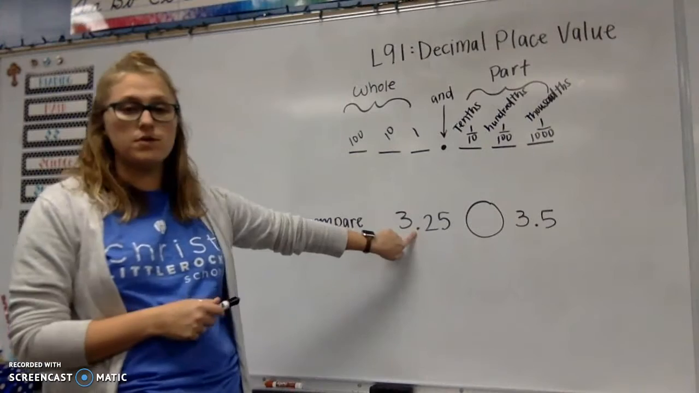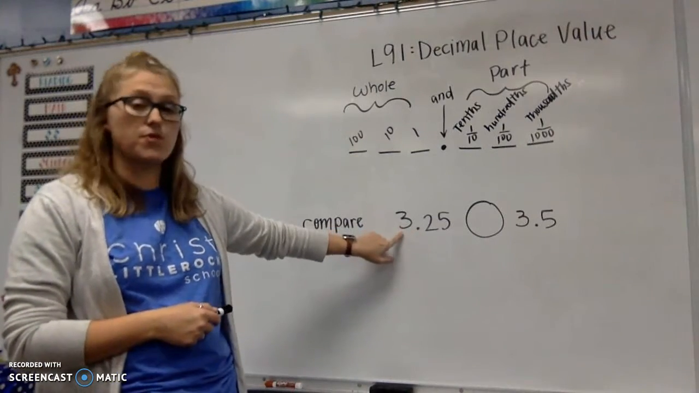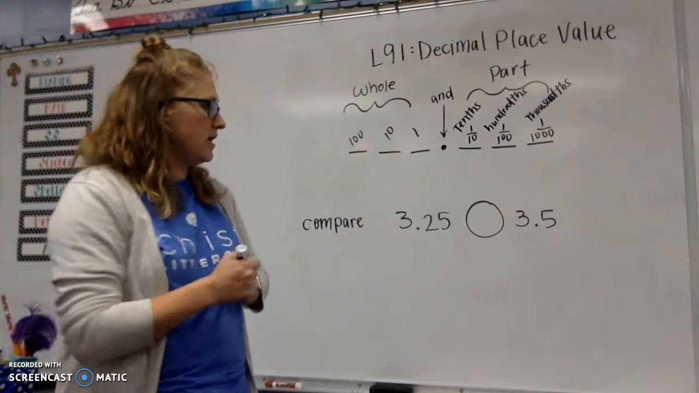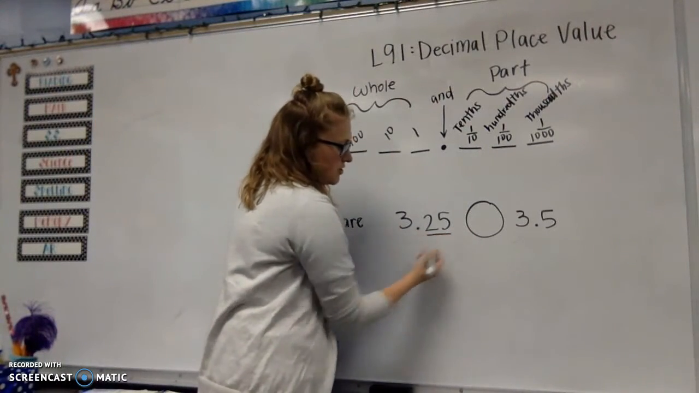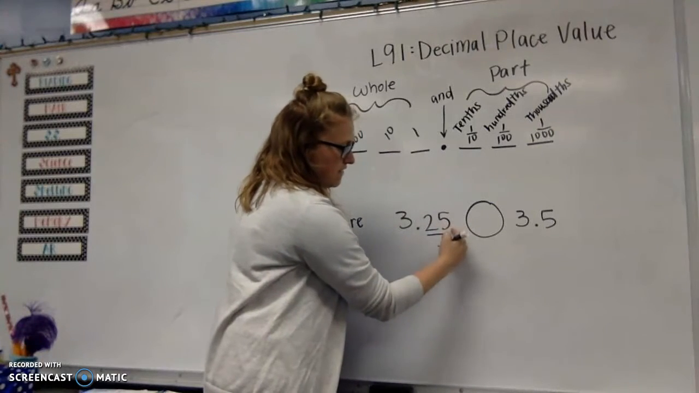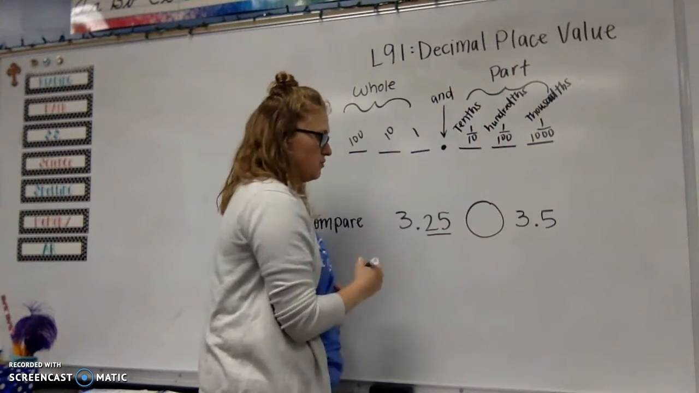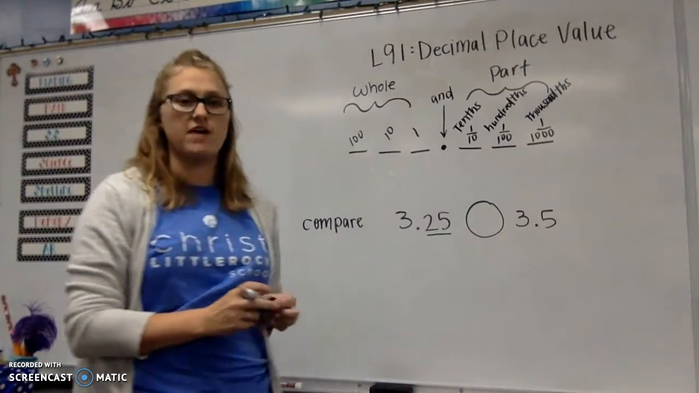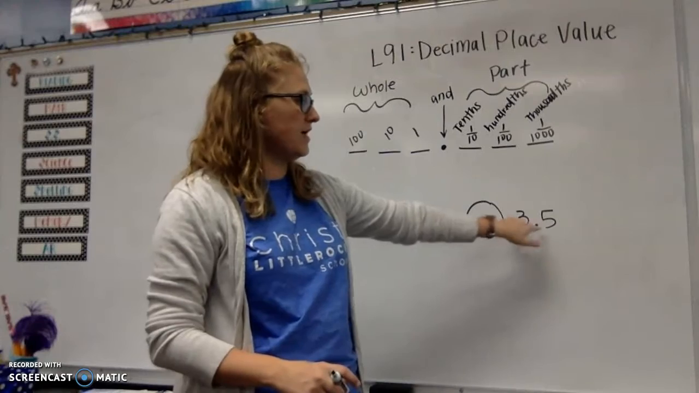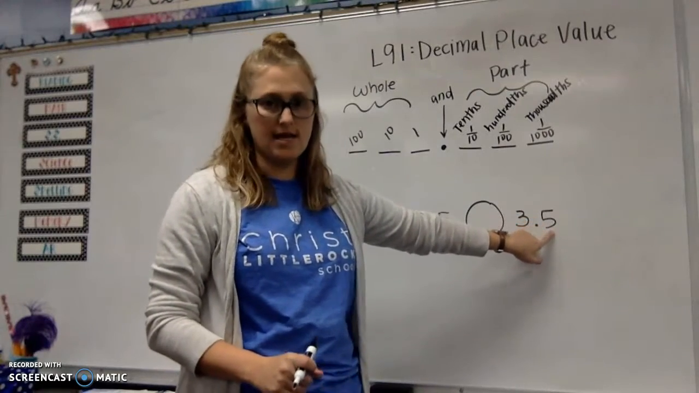So the way we would say this number is 3, and our decimal says "and," so we have 3 and we say this whole number together, 25, and then the 5 is in our hundredths place, so it would be 3 and 25 hundredths. Over here, we have 3 and 5 tenths.